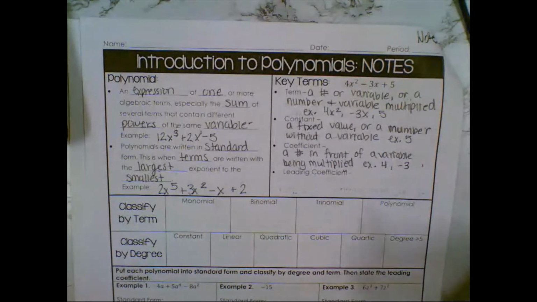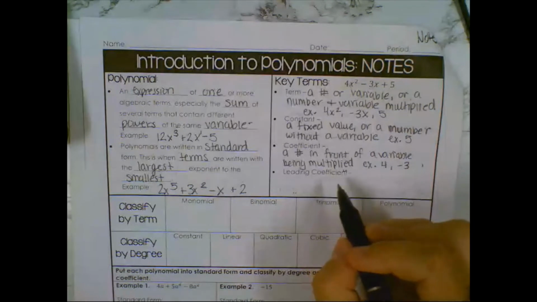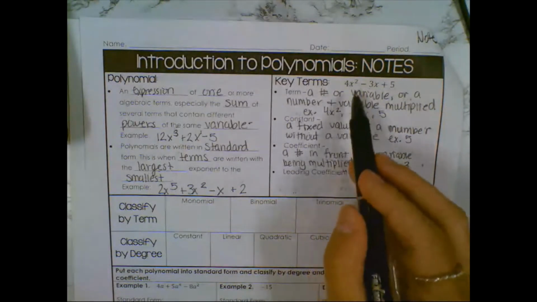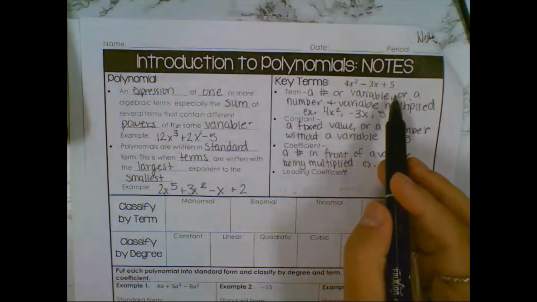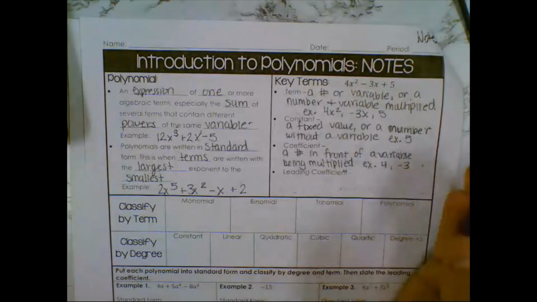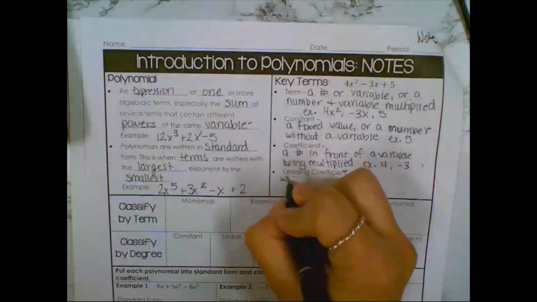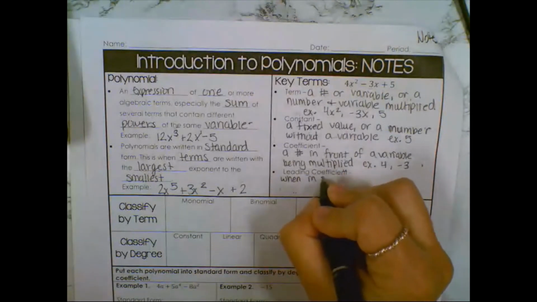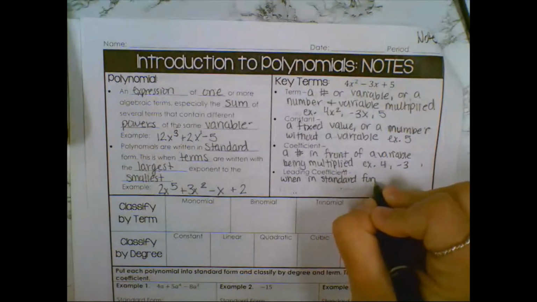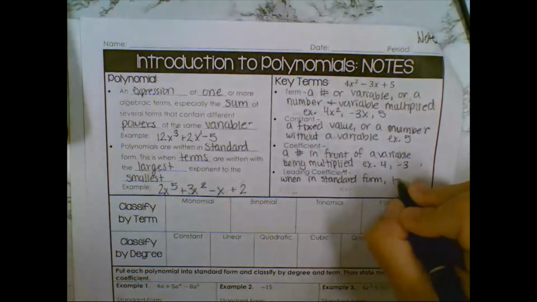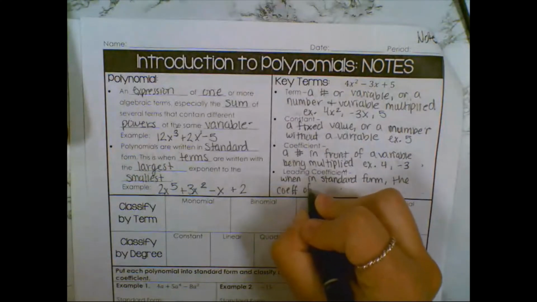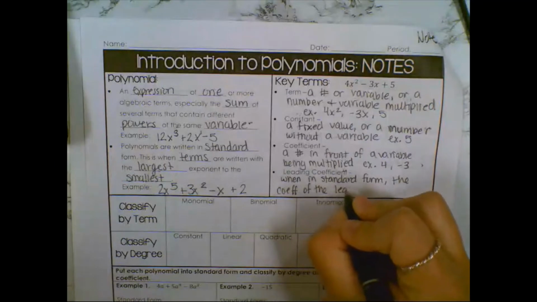Now, the leading coefficient, this is a very specific one. This is the coefficient that leads the entire expression, but this is the most important part when the expression is in standard form. So we want to make sure we add that in there. When in standard form, the coefficient of the leading term.